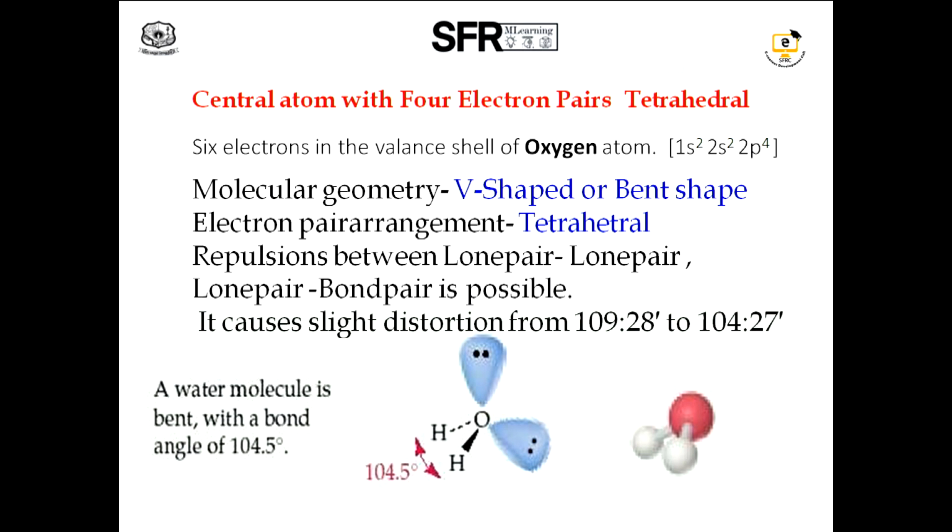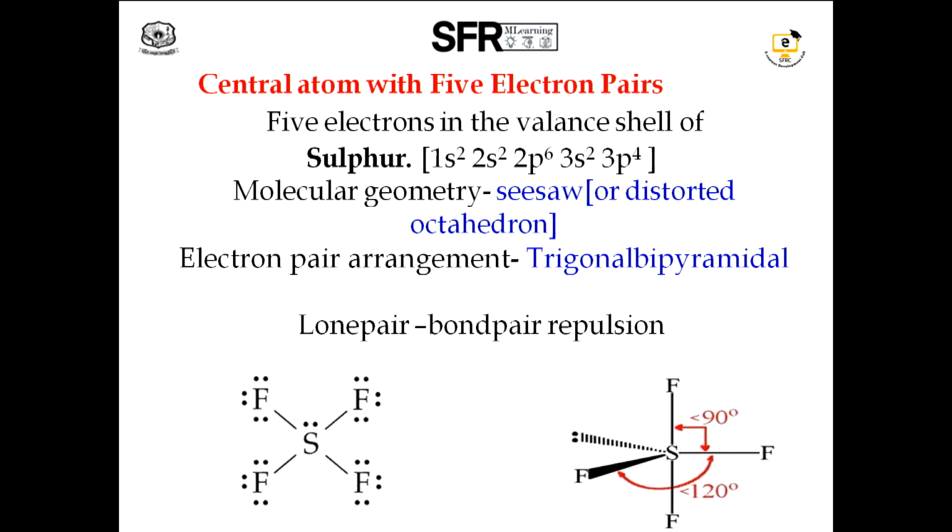So this repulsion causes slight changes in the bond angle. Because of one lone pair, the bond angle differs from 109 to 107 in the ammonia molecule, but in the water molecule there are 2 lone pairs. So the lone pairs cause much more distortion of the bond angle from the tetrahedral 109 to 104.5. So the water molecule is bent or V shape with a bond angle of 104.5 degrees. Next, the example is the central atom with 5 electron pairs with one lone pair.